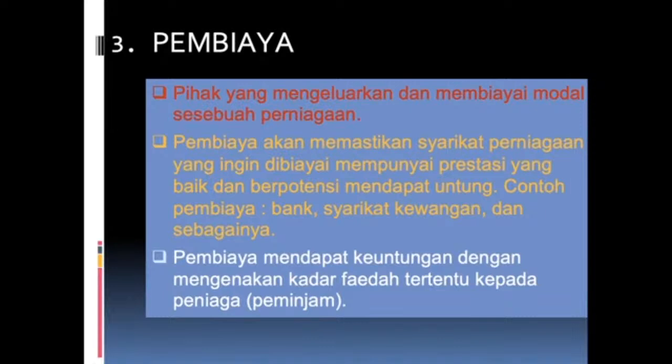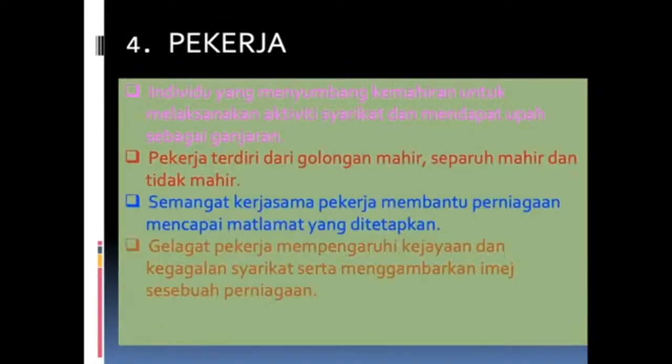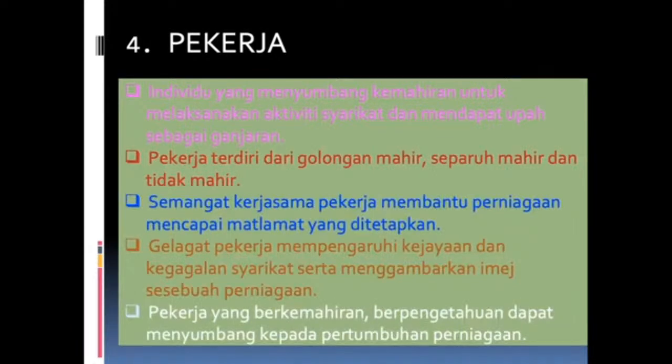Mari kita tengok pihak berkepentingan yang keempat, iaitu pekerja. Pekerja merupakan individu yang menyumbangkan kemahiran untuk melaksanakan aktiviti perniagaan dan dibayar upah atau gaji sebagai ganjaran. Para pekerja bekerja berdasarkan kemahiran. Mereka dikelaskan dalam tiga kelompok, iaitu mahir, separuh mahir, dan pekerja tidak mahir. Pekerja yang berprestasi baik memberi kesan yang baik kepada perniagaan, dan begitu juga sebaliknya, jika pekerja kurang menunjukkan prestasi yang baik, maka ia memberi kesan yang tidak baik kepada prestasi perniagaan.